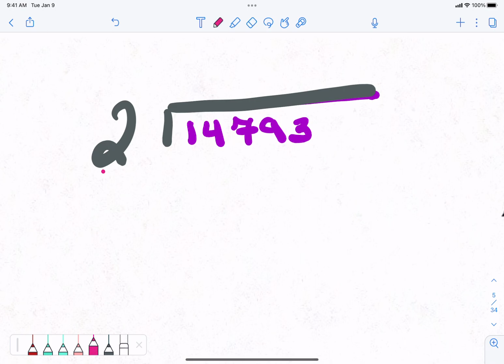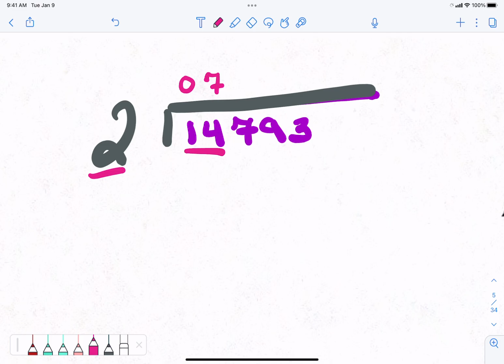We ask, how many times does 2 go into 1? 0. It doesn't go into 1. If you want to put the 0 up at the top there, you can, but you don't necessarily have to, because then we skip straight to, how many times does 2 go into 14? 7. We put a 7 up at the top here.